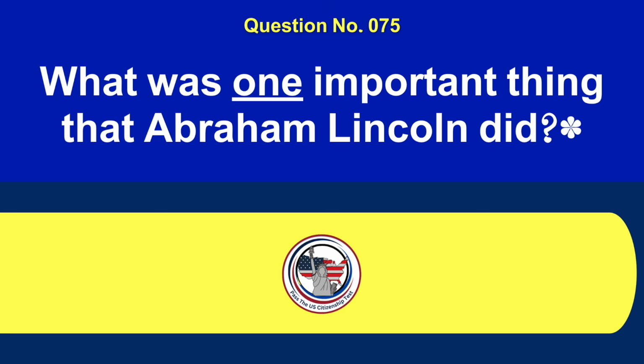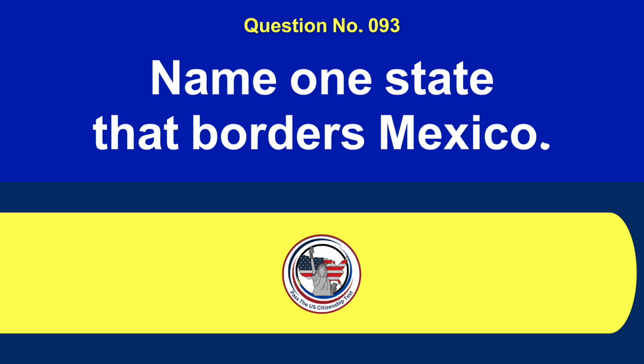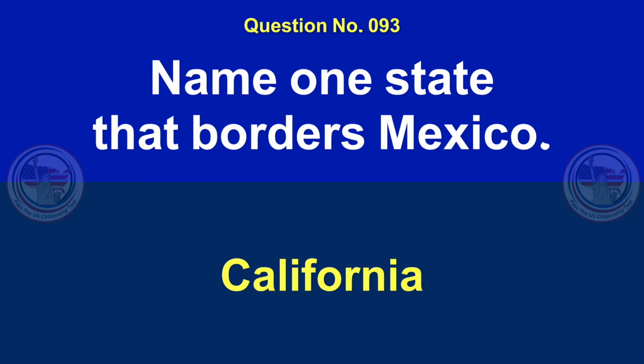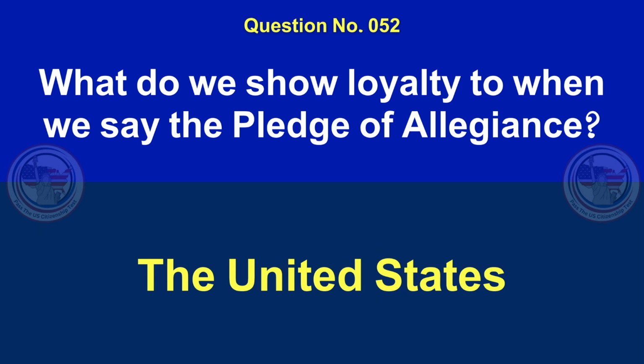What was one important thing that Abraham Lincoln did? Freed the slaves. Name one state that borders Mexico. California. What do we show loyalty to when we say the Pledge of Allegiance? The United States.